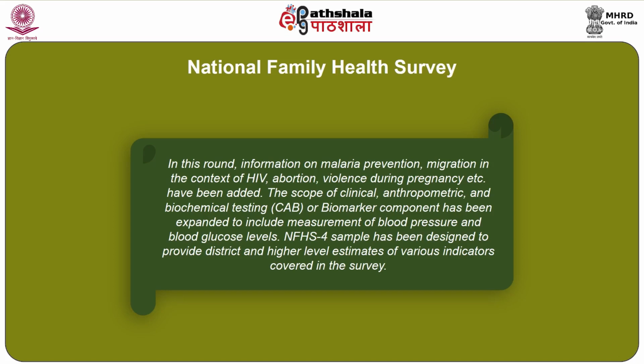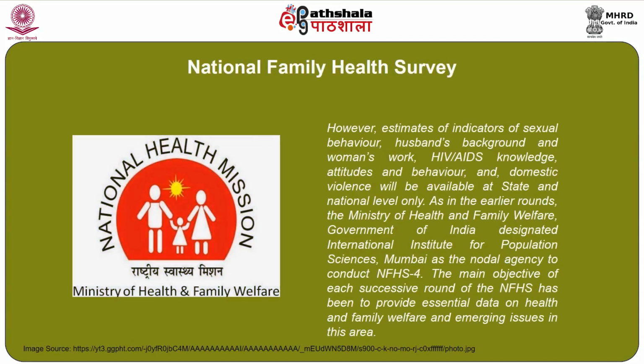The scope of clinical, anthropometric, and biochemical testing (CAB) or biomarker component has been expanded to include measurement of blood pressure and blood glucose levels. National Family Health Survey 4 sample has been designed to provide district and higher level estimates of various indicators covered in this survey. However, estimates of indicators of sexual behavior, husband's background and woman's work, HIV and AIDS knowledge, attitudes and behaviors, and domestic violence will be available at state and national level only.